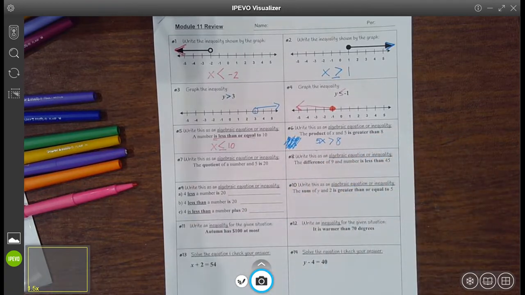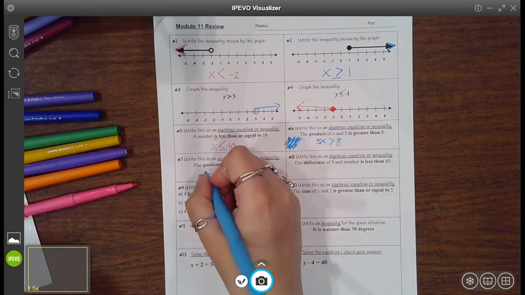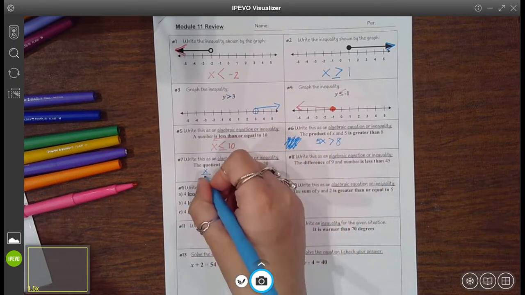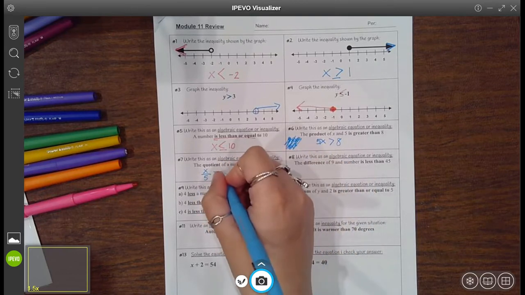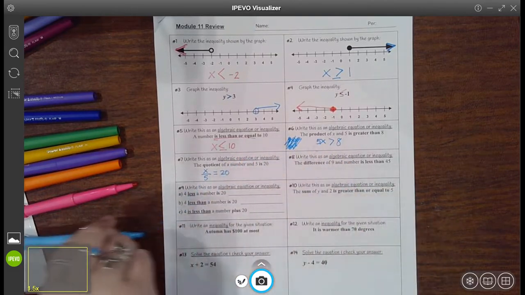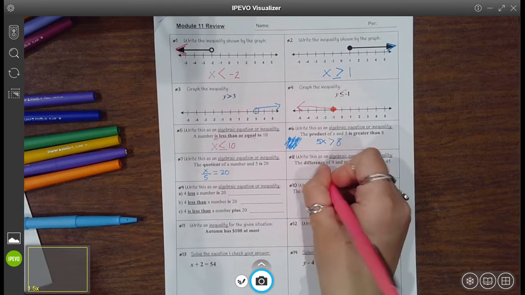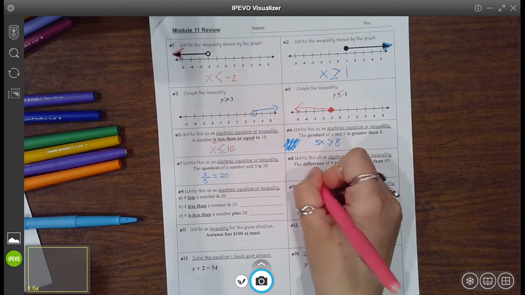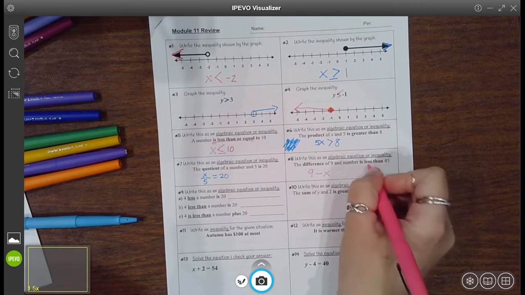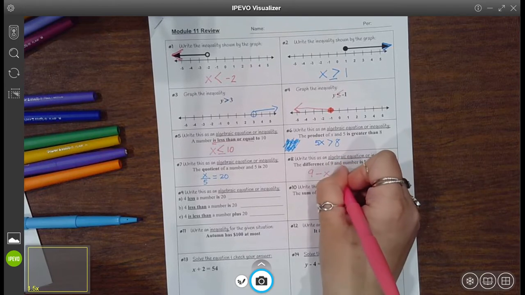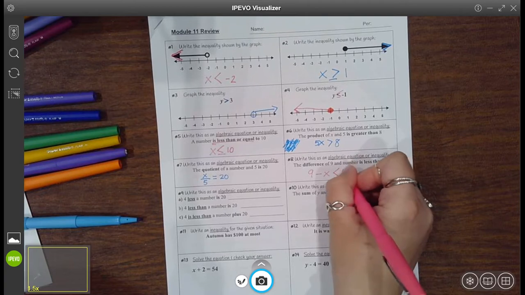The next one, the quotient, so I'm dividing, of a number, so we don't know, and 5 is, so equals 20. See how I kind of write these as I read them? Okay, the difference means subtract. 9 comes first, and so after the minus sign, some number is less than. So a less than sign, no line underneath because it's not including that point, 45.